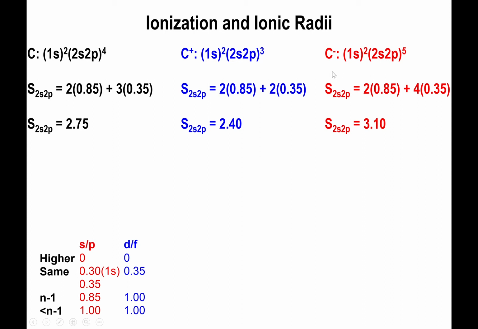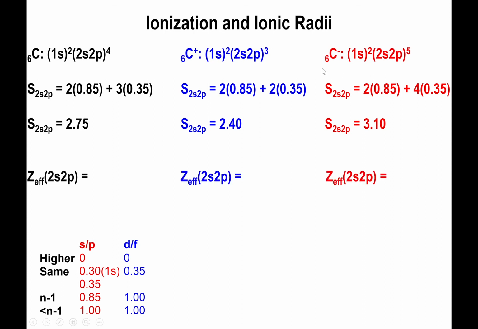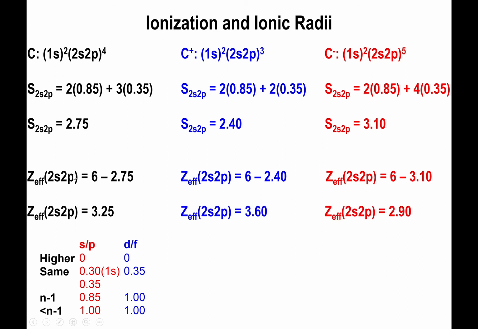The atomic number of carbon is 6, and you can find that out by looking at the periodic table. If you subtract the shielding constants from 6, this will give you the effective nuclear charge of all of the carbon species present in here. So in the case of neutral carbon, we're talking about an effective nuclear charge of 3.25. Cationic carbon has an effective nuclear charge of 3.60, and anionic carbon has an effective nuclear charge of 2.90.